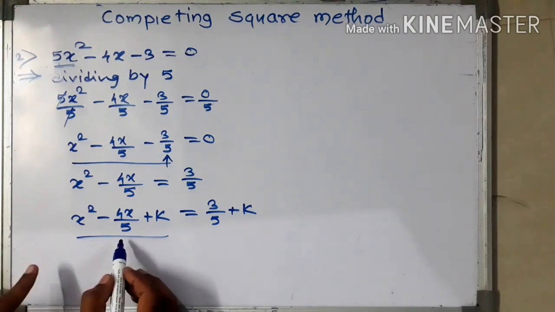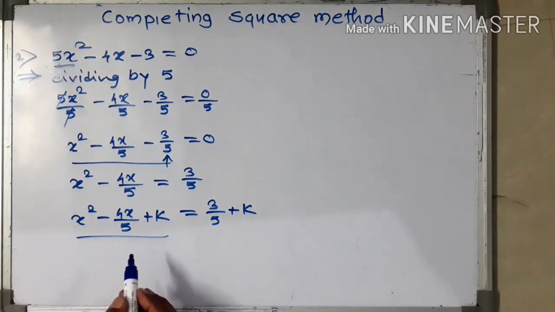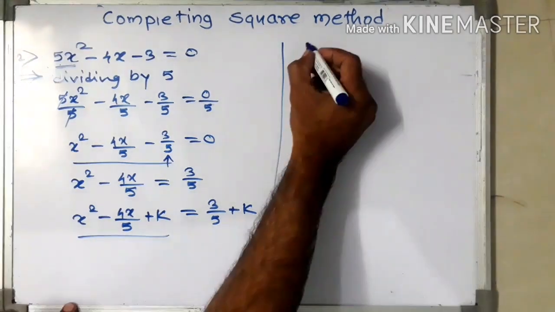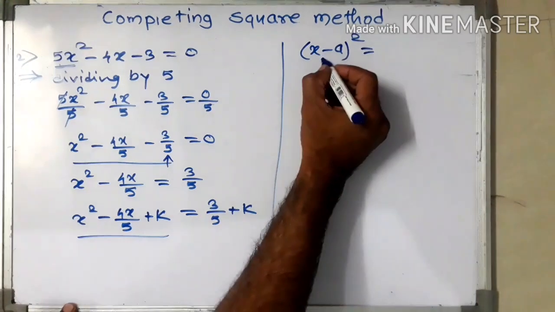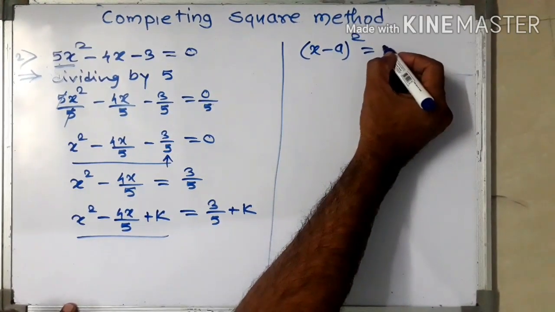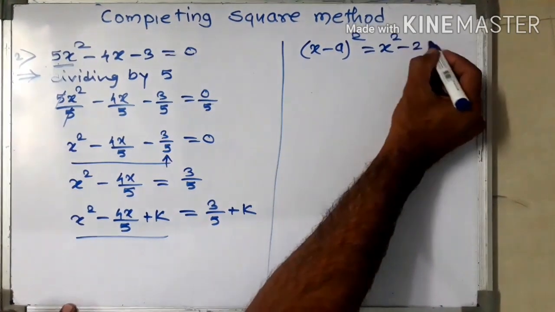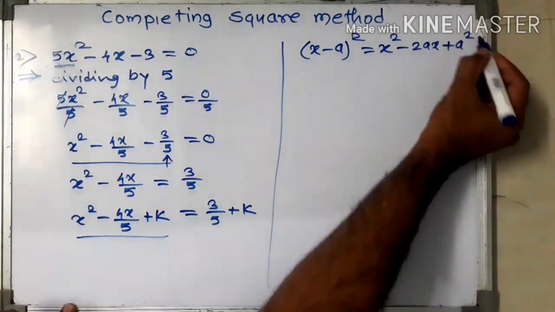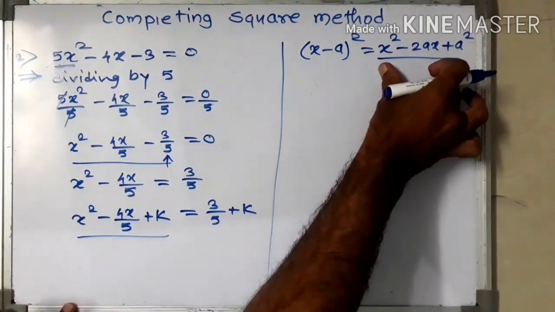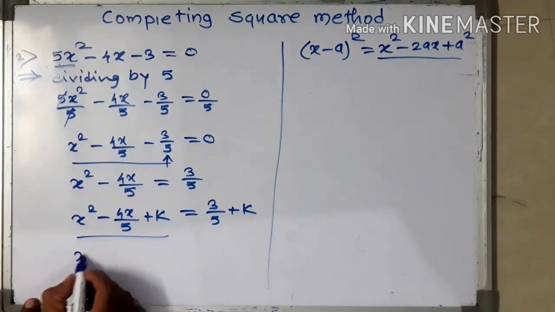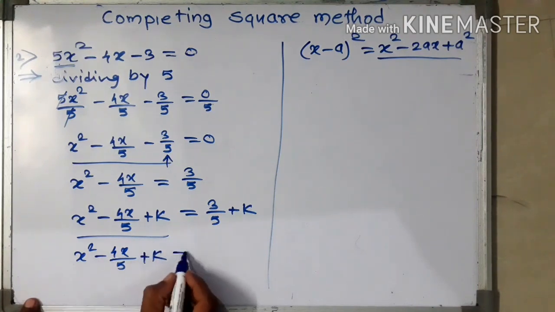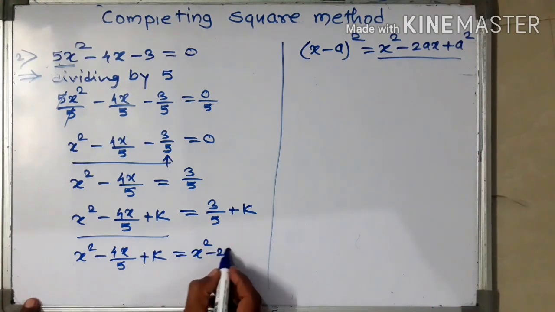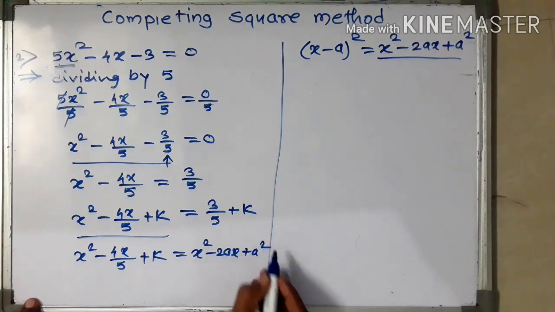We have to make that polynomial a square polynomial by comparing it with a square polynomial. We know that (x minus a) whole square is a square polynomial, and the expansion of that square polynomial is x square minus 2ax plus a square. We compare x square minus 4x upon 5 plus k equals to x square minus 2ax plus a square.